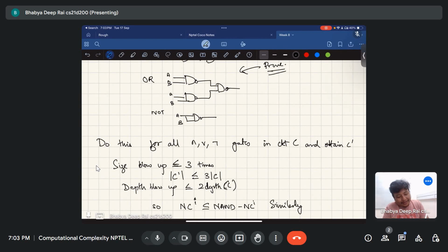Now by similar argument, you can do the opposite also. Using AND or using NAND NOT gates, put a NOT gate in front of every gate and you can form a NAND gate, right? So you can always simulate. NAND NCI is contained in NCI. Okay, so these two are equal.